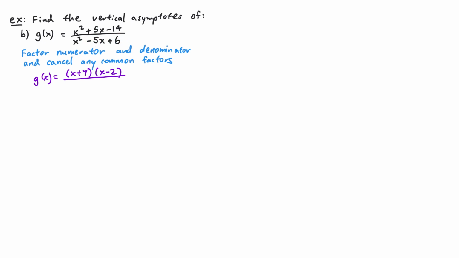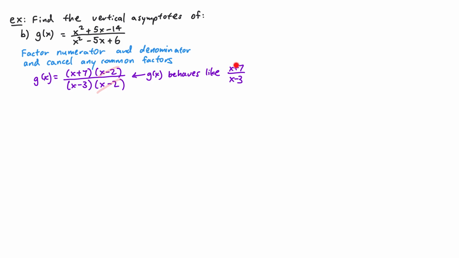Those two numbers would be negative 3 and negative 2. So our denominator factors as x minus 3 times x minus 2. We see here that there's a common factor of x minus 2 in the top and the bottom, so we can cancel those factors out, and that tells me that my function g of x essentially behaves like x plus 7 divided by x minus 3.